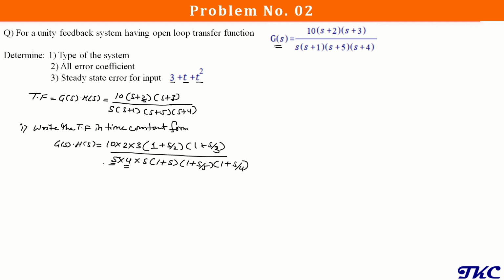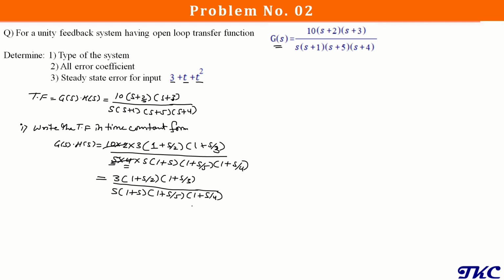Now we can simplify the constant. 5 fours are 20, and we have 2 into 10, so that is 20. So we can cancel this 10 into 2 and 4 into 5, and we will have the transfer function as 3(1 + s/2)(1 + s/3) divided by s(1 + s)(1 + s/5)(1 + s/4).